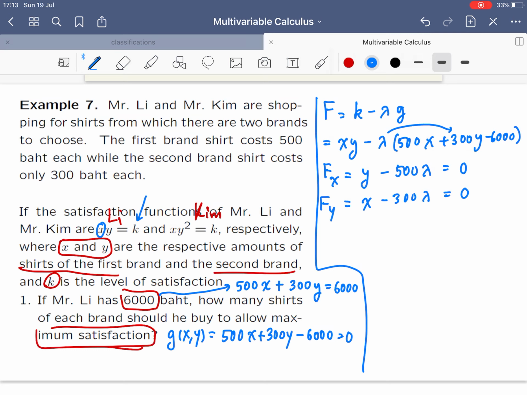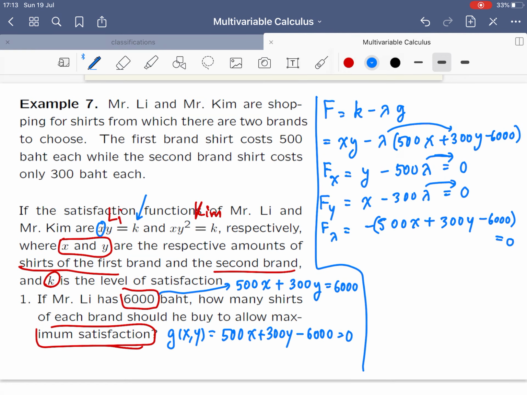So this one depends on what you need to do. You may say that we can solve for y in terms of lambda, solve for x in terms of lambda, and then plug into your f sub lambda, which is your constraint with a negative sign, make it equal to 0. Or you can just simply use the technique that we did before.